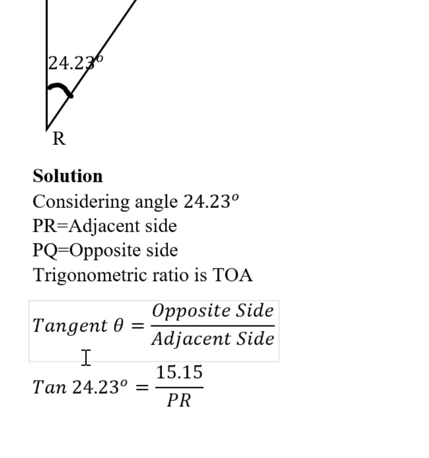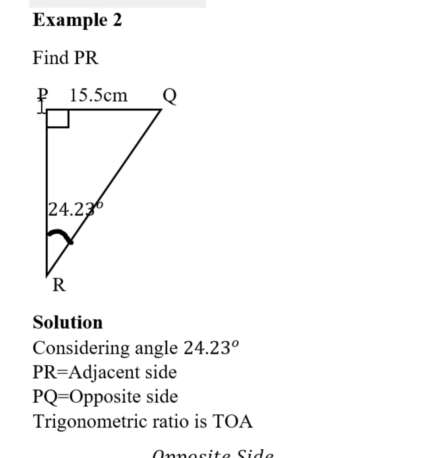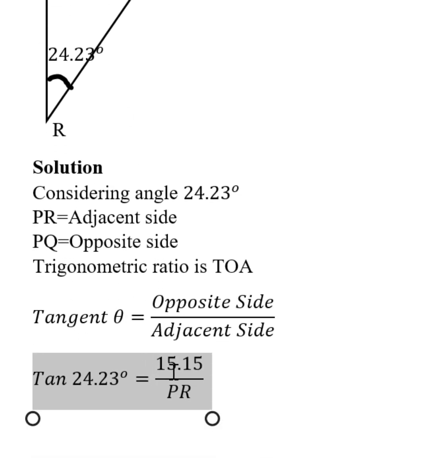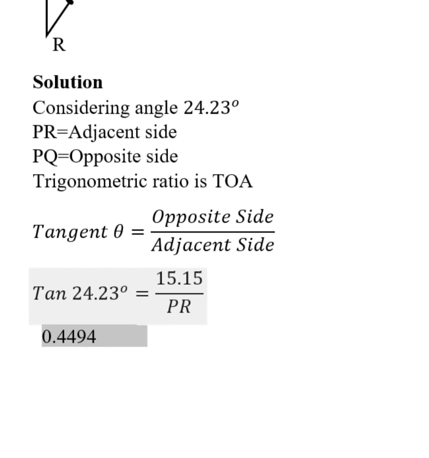So the tangent of the angle we have considered, 24.23, is equal to the opposite side. We have realized it is PQ, which we have as 15.5 centimeters. So we write 15.5 centimeters here over PR. PR is the one we are looking for. So we need the tangent of 24.23.